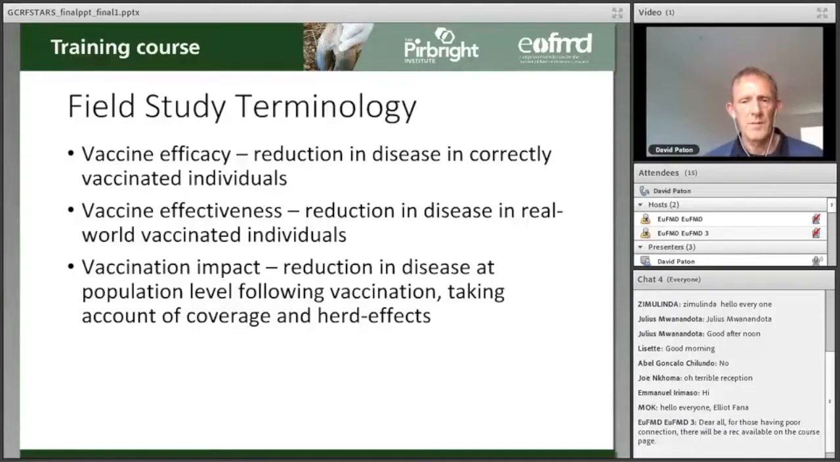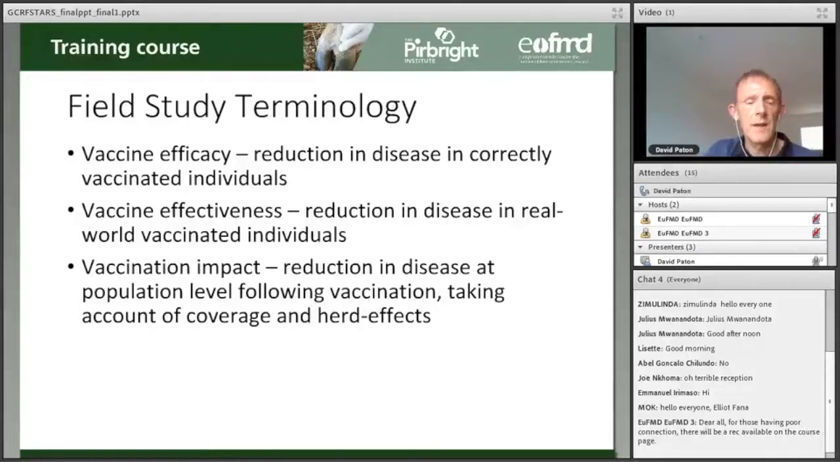So this can be established by a potency test or by field studies if you make sure in your field studies that all the animals have been correctly vaccinated and exclude those that haven't. But more commonly in the field, we do vaccine effectiveness studies where we are looking at the reduction in disease in real-world vaccinated individuals, and that takes account of the fact that some animals may not be correctly vaccinated.